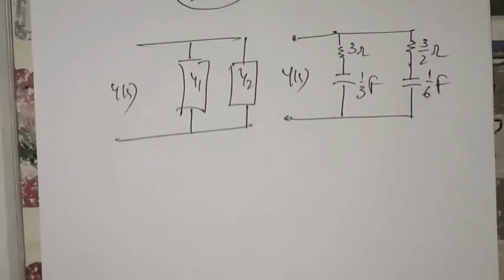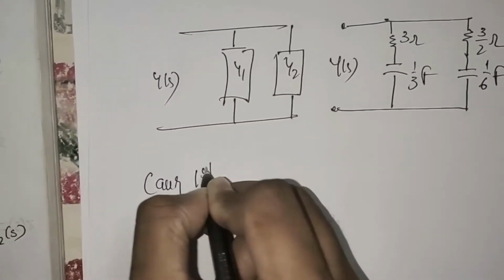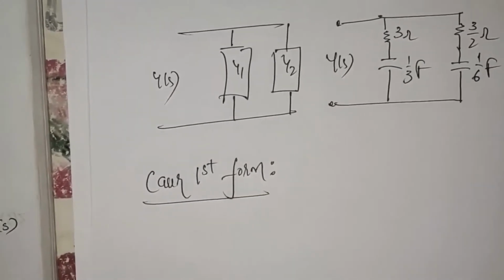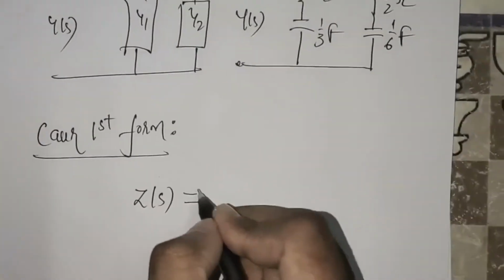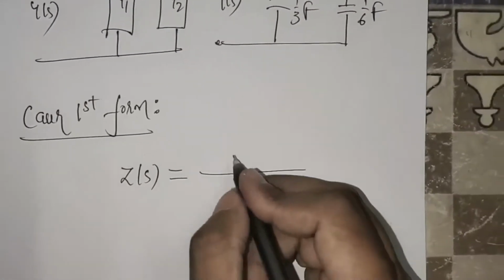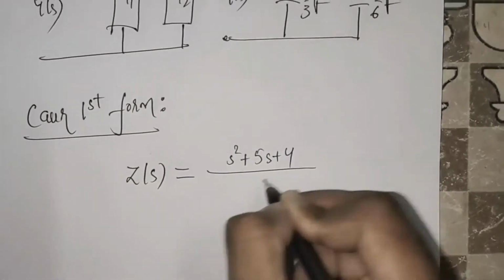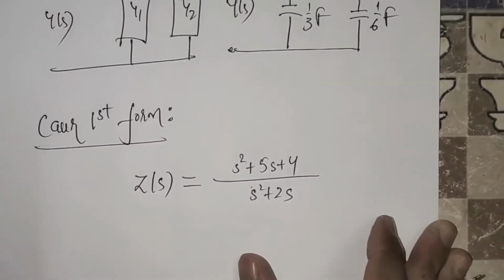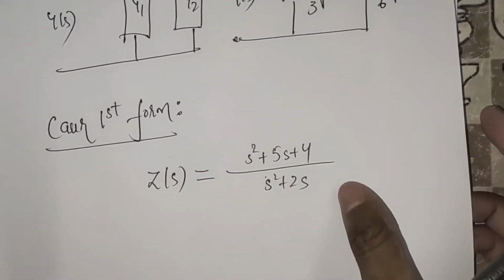So the third method is Cauer first form. In Cauer first form, we should consider Z(s) and write it in descending powers of s. So (s square + 5s + 4) divided by (s square + 2s). After writing both numerator and denominator in descending powers of s, we should apply continued fraction.